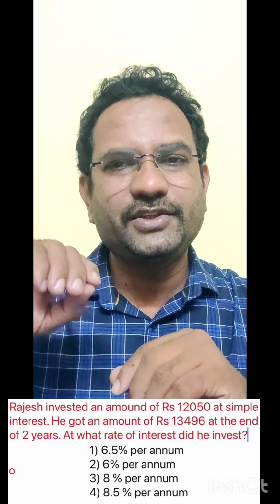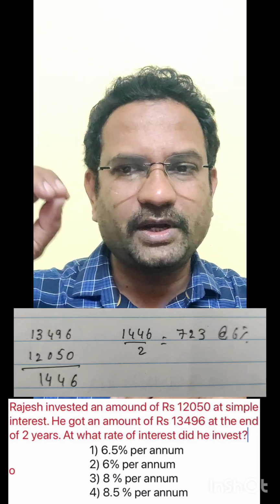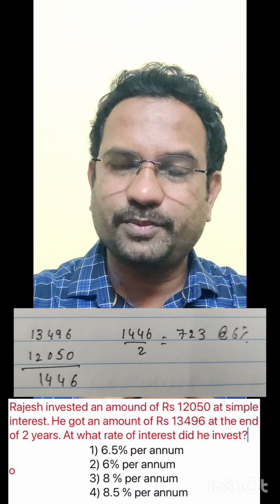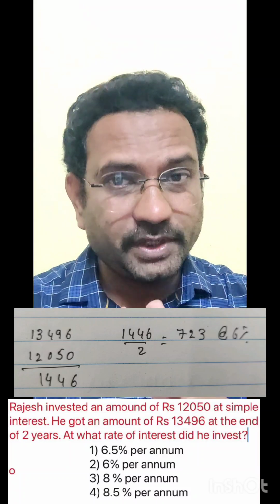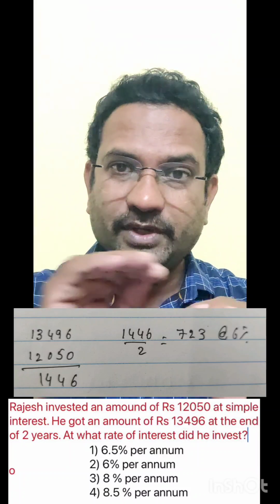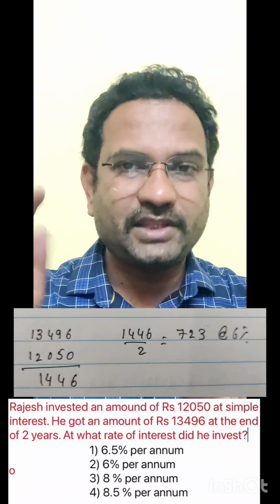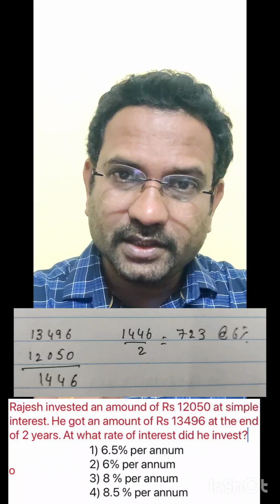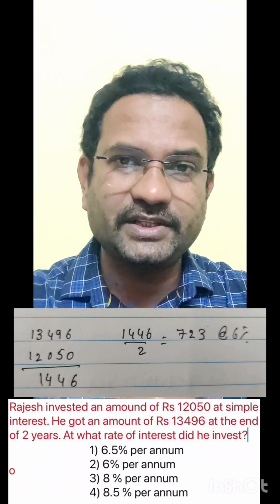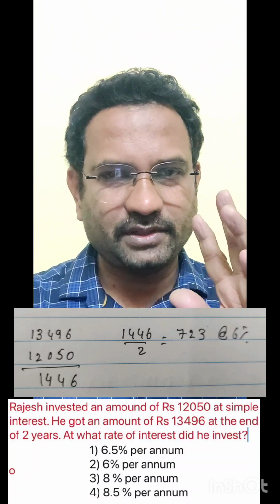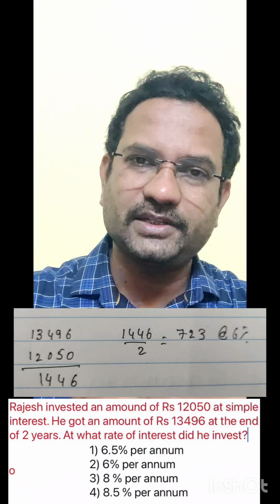What is the difference between these two? 13,496 minus 12,050. 1446 rupees is the difference. Now this is for 2 years of simple interest. Simple interest, so you can divide it by 2. 1446 divided by 2, 723 rupees. So per year, he is getting interest amount of 723 rupees. At what rate? See, 12,050 he invested. Per year, 723 is the interest he is getting.